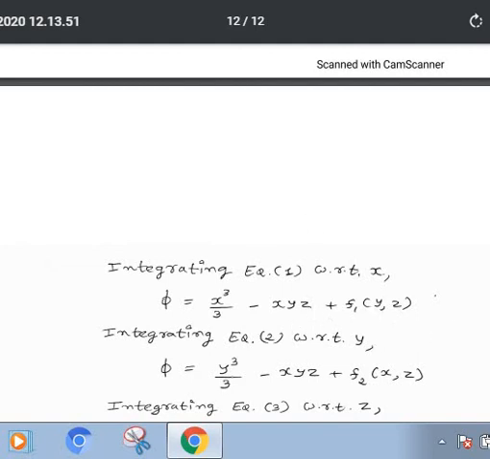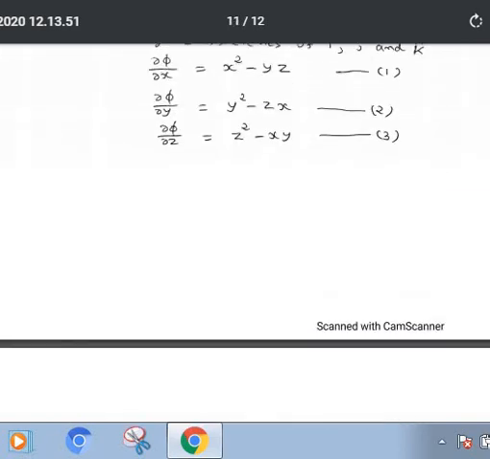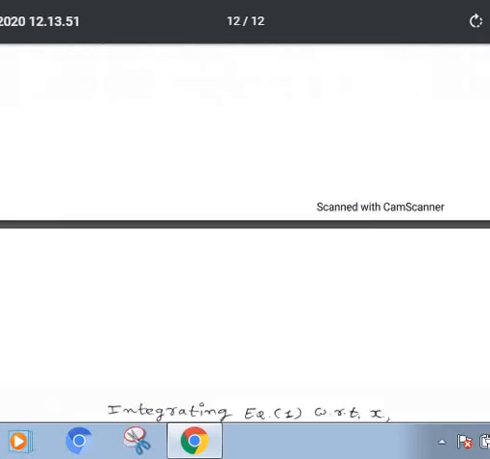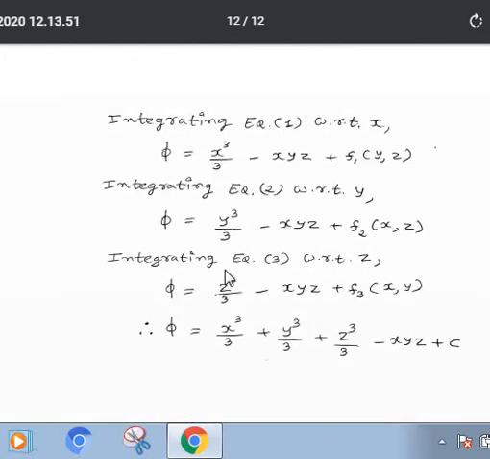Now similarly, we have to integrate the second equation with respect to y. So on the left hand side, we will have phi. Integration of y square, the result is y cubed by 3, and integration of zx with respect to y, the result is xyz, plus function of zx. Similarly, for equation 3, the result will be phi equals z cubed by 3 minus xyz plus function of xy, and that is written over here, right? You can see, right? Okay.